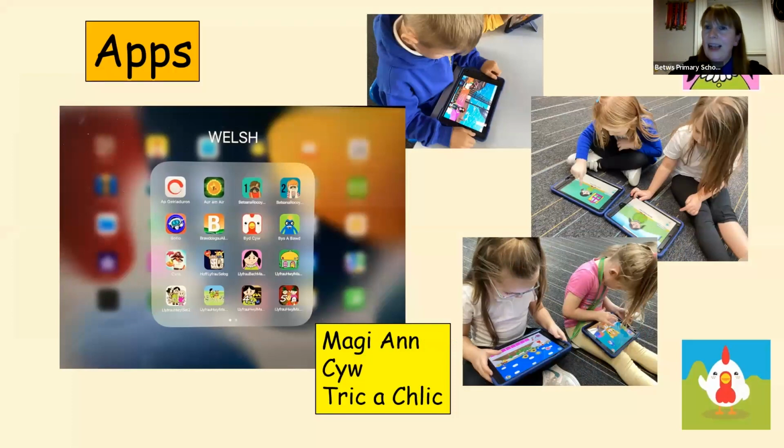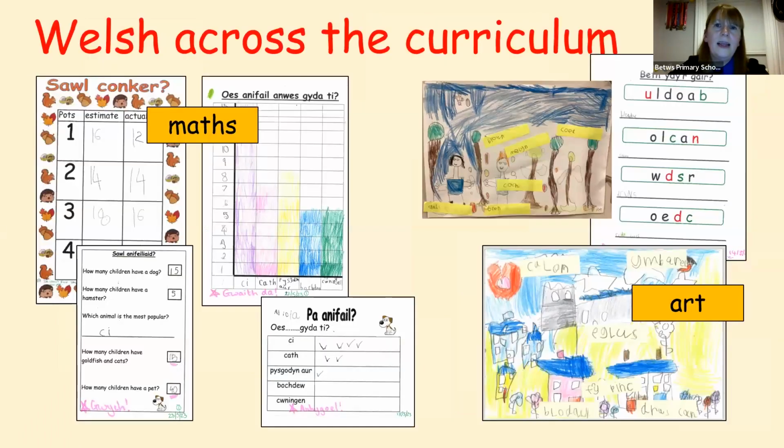We use a lot of our apps. Well, I say a lot of apps. Really, they do tend to just use Mag a'r Ann and Cwis because they're great. They're their absolute favourites. They love them. The Mag a'r Ann, simple stories. Cwis, lots of songs and games, which they absolutely love as well.